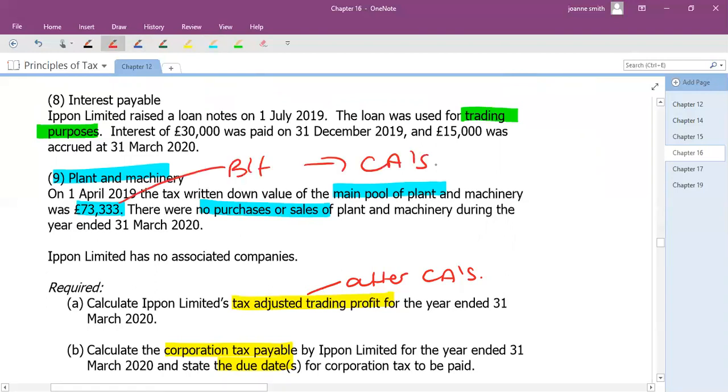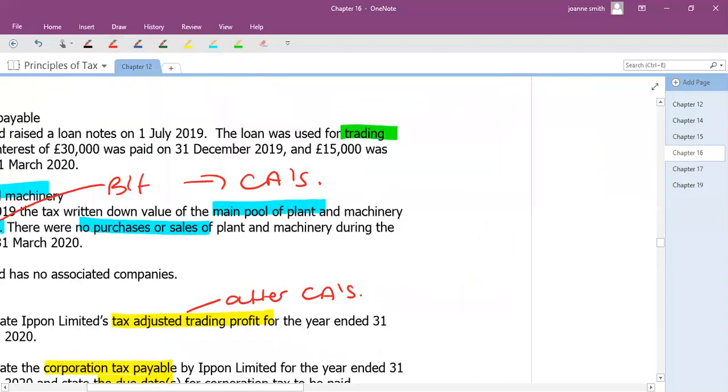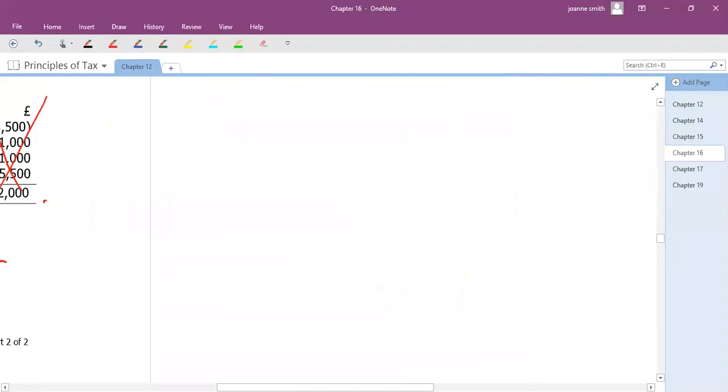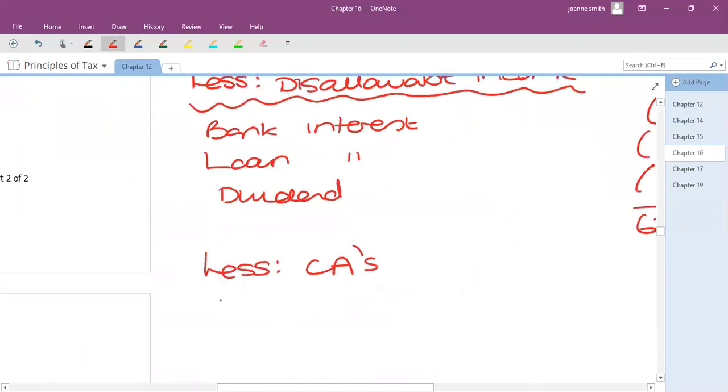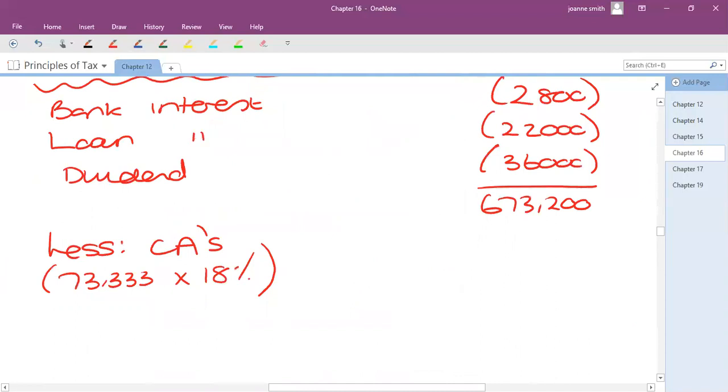I didn't buy anything, I didn't sell anything, so I'm just going to calculate it based on the normal 18% that I've got in that pool. So 73,333 at 18%. You can draw up your pool if you want, put your brought forward in and write it down, but that can be kept simple really in this one, because you don't really need all that calculation if there's just one thing to do.